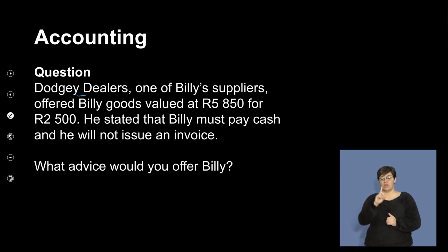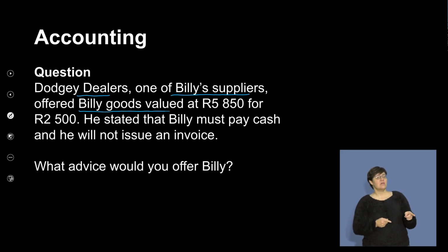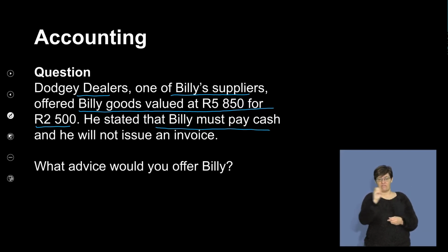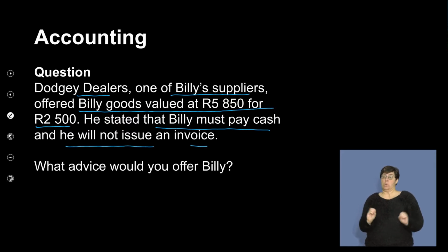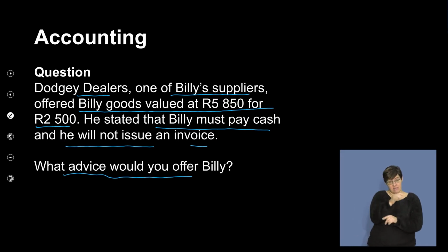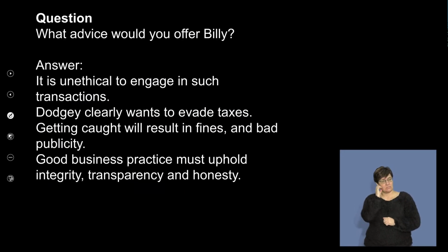Now, the first question. Dodgy dealers, one of Billy's suppliers, offered Billy goods valued at $5,850 for $2,500. He stated that Billy must pay cash and he will not issue an invoice. Okay? Who are we dealing with? Dodgy dealers. Right. What advice would you offer to Billy? Number one, it is unethical to engage in such transactions.